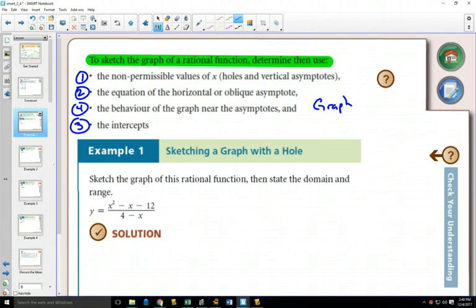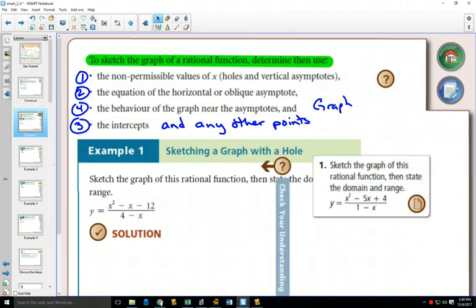And I would say you're going to find the intercepts and any other points. You might need more points than just the intercepts to graph it. So we're going to see what that looks like over the next 3 or 4 examples. So example 1.